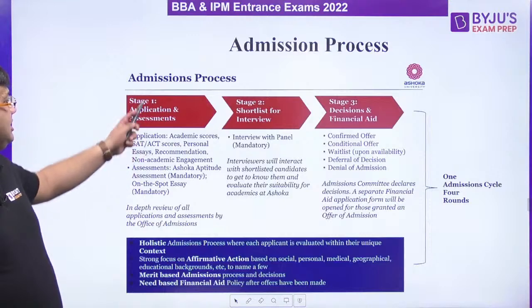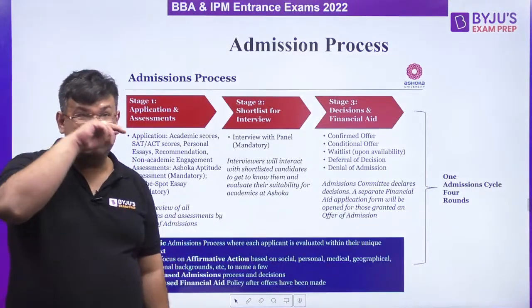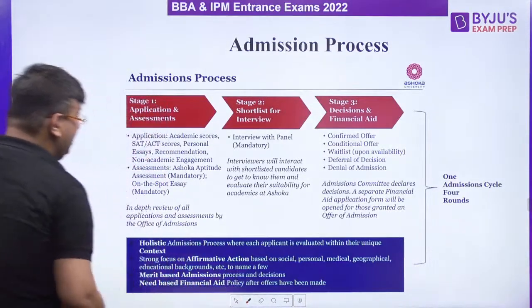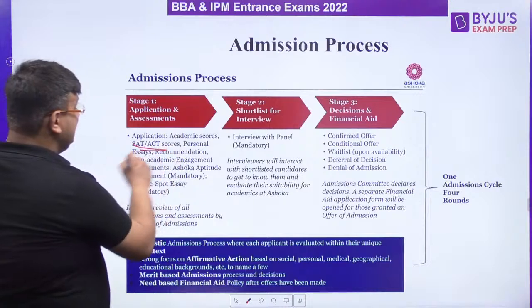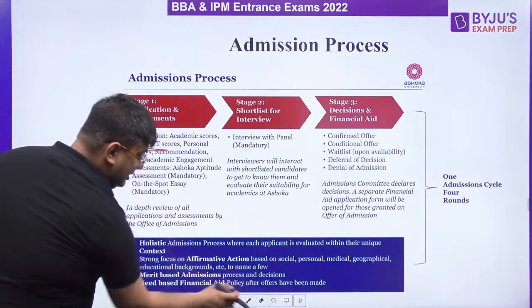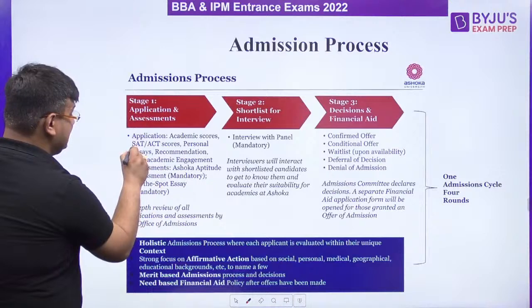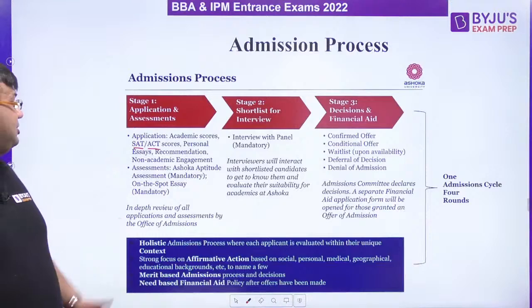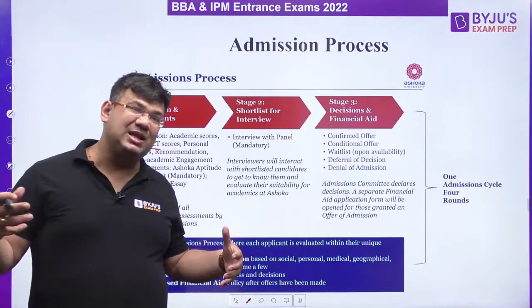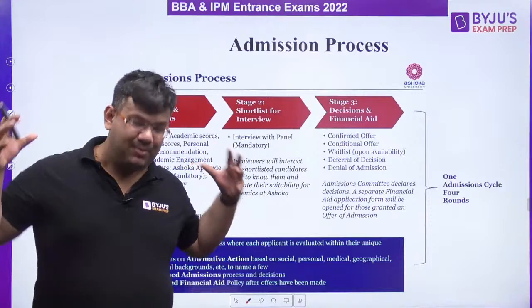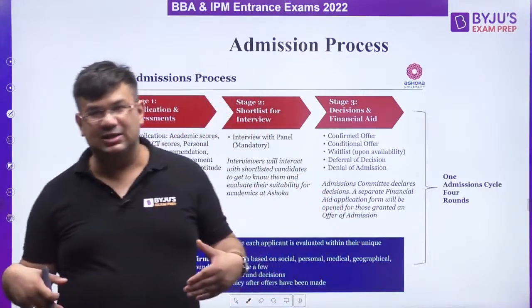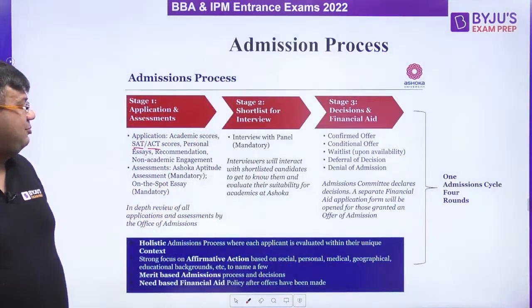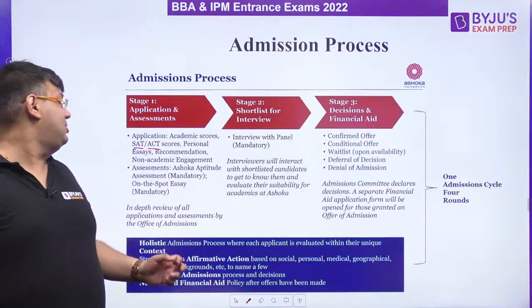Let's take a look at the admission process. The first stage has application and assessments. As you can see in this slide, you get academic scores. Now what really strikes one is that SAT and ACT scores are included here. So it's not about Indian exams, but SAT and ACT, both international exams. Because Ashoka models itself on the international style, the examination it uses to select students is also international based, right? So SAT and ACT, they also have personal essays, recommendation, and non-academic engagement.